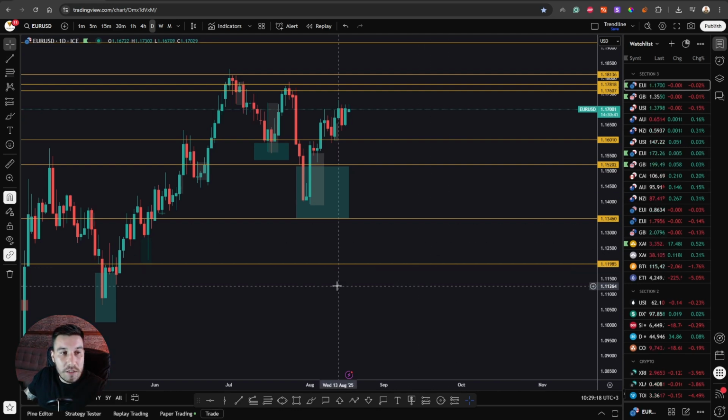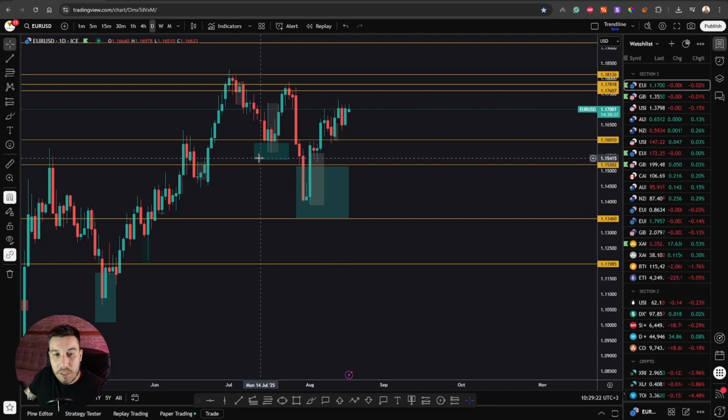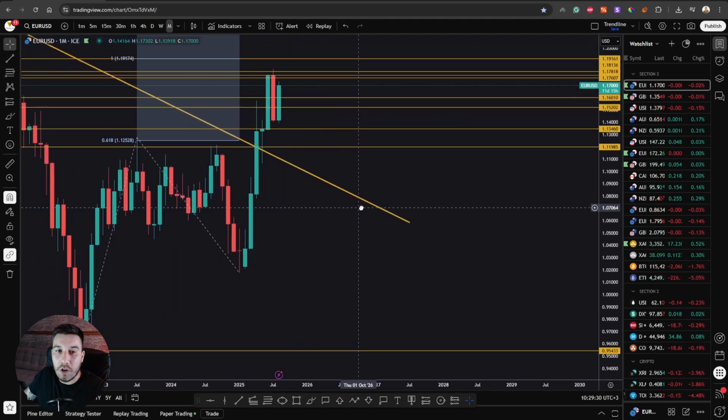So anyways, starting off with euro dollar, this is the first account that we're going to check out. Now first I want to say that during July we had pullbacks on all of the instruments that we're going to check out in today's video. If you look at the monthly time frame right here, here is last month's monthly candle, and you can see that we had a pretty deep retracement right here.